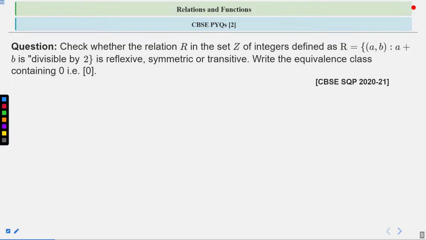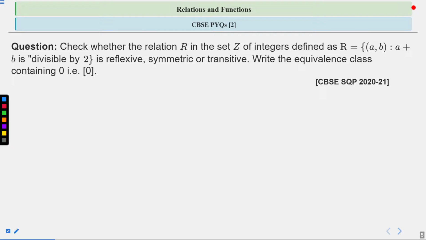Check whether the relation R in the set Z of integers defined as R equals {(a, b) such that a plus b is divisible by 2} is reflexive, symmetric and transitive, right? Write the equivalence class containing 0. Got it? And this question was asked in CBSE SQP 2020 to 2021, right? Okay, so we just have to check whether the defined relation is reflexive, symmetric or transitive.